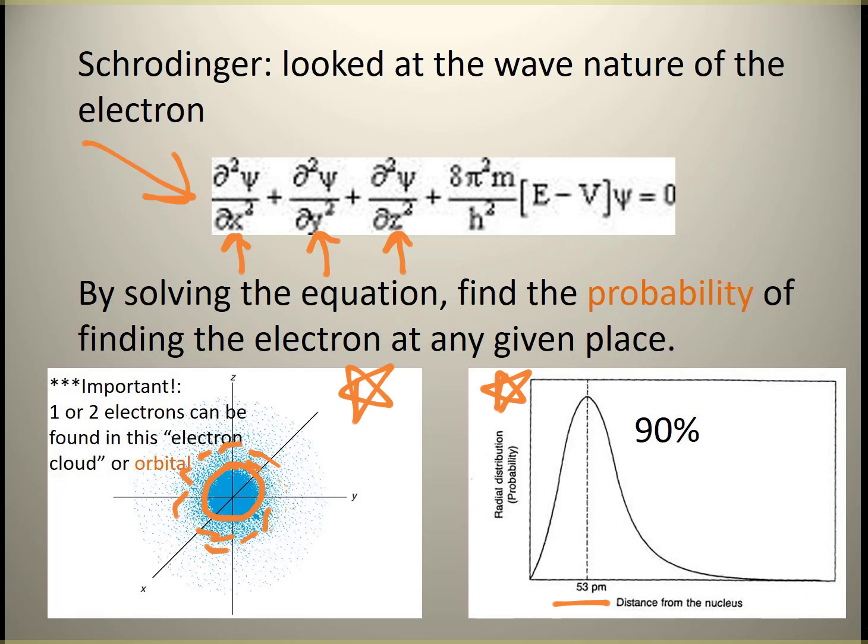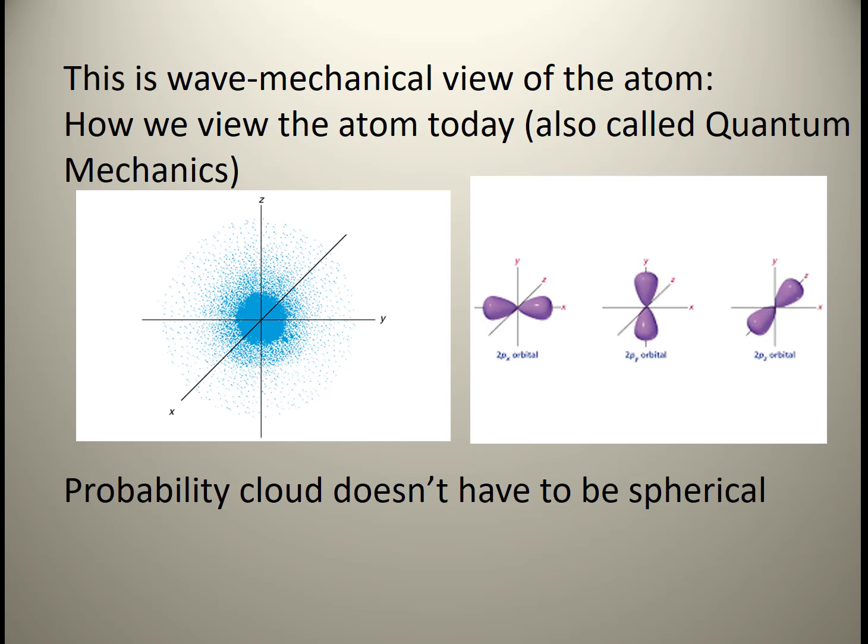It's going to look the same. So in a probability cloud, you can have one or two electrons. So that's why this can represent hydrogen or helium. So doing his big, complicated wave probability equation, he was able to find the probability of where you would find each electron, and this is how we see the atom today. So this is called the wave mechanical view of the atom. It's also called quantum mechanics, and I think the name is more complicated than the explanation.